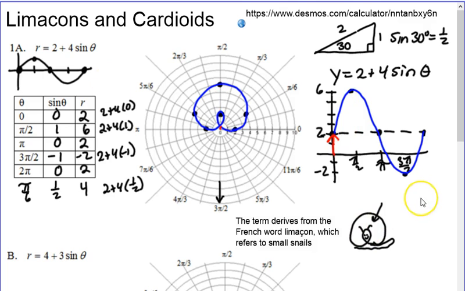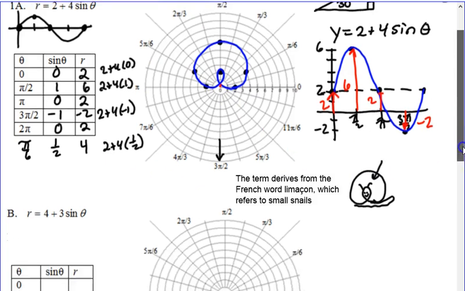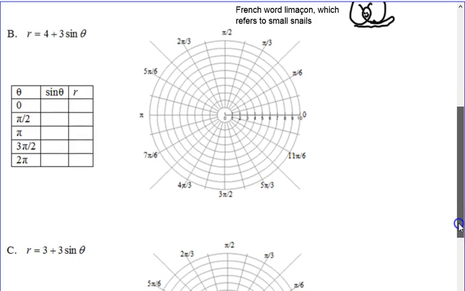Then again, now I'm going to put them back on here. Okay, so there's my 2, my 6, my 2, and my negative 2, which is the same radiuses that we have over on the other graph. Okay, let's do this one now.